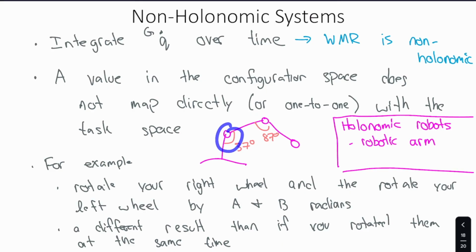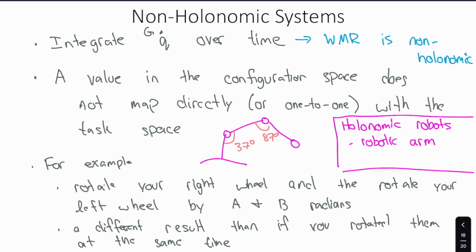You could do the first one and then the second one. You could do both at the exact same time. You could rotate this one entirely in the opposite direction and then back, but as long as it ends at 37 degrees and this one ends at 87 degrees, the robot will always end up in the same position in the task space, meaning this end effector will always end up at exactly this point in space.